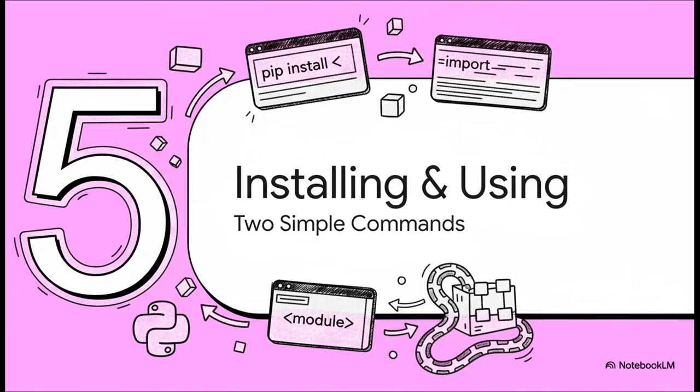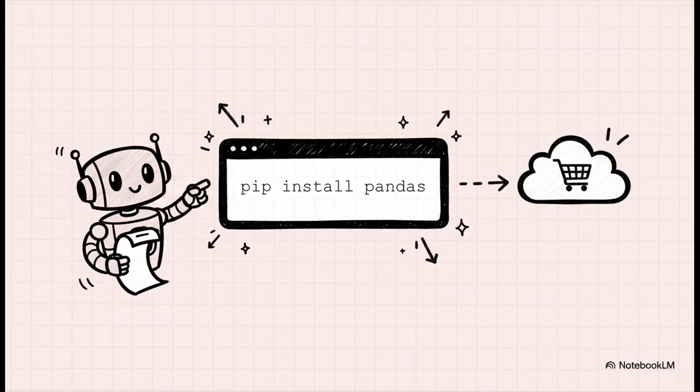So, let's get practical. What does this actually look like when you're coding? It really boils down to just two simple commands that unlock all this power. Step 1, you open up your terminal, and you tell pip to install whatever package you need. In this case, we're installing pandas, which is this powerhouse library for data analysis. Just one command, and pip is off to the races.